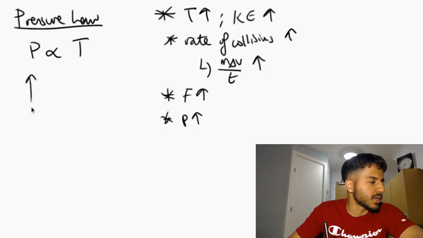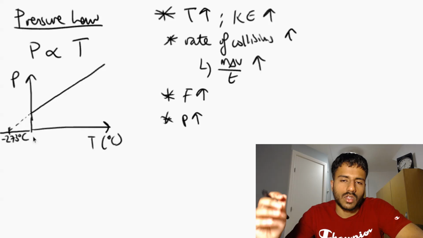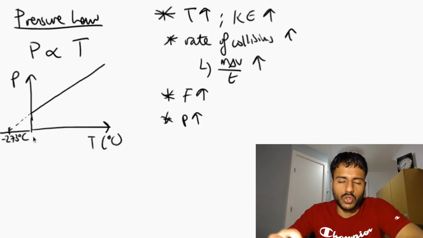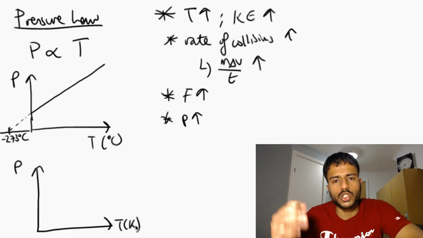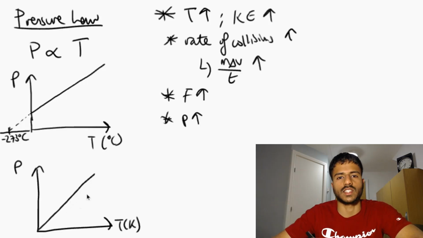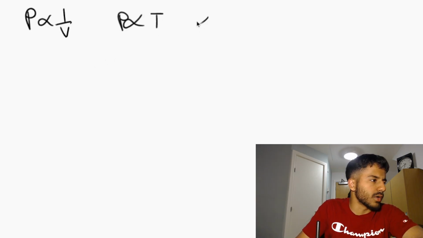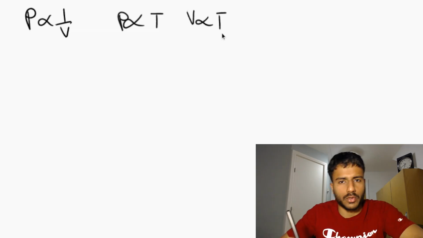Now, the pressure versus temperature graphs look identical to the volume versus temperature graphs. In degrees Celsius, this graph intercepts the x-axis at minus 273 degrees C. But when you draw this graph in Kelvin, you get a graph that goes through the origin and has a straight line. So our three laws are that pressure and volume are inversely proportional to each other, and that pressure and volume are both directly proportional to temperature.